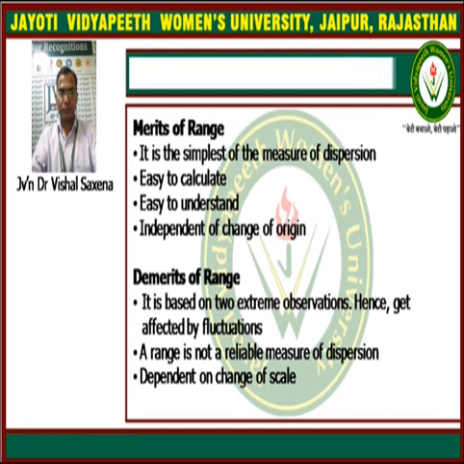Second, a range is not a reliable measure of dispersion, because it depends on only two parts of the data, one is the maximum data and one is the minimum data. It does not depend on all the data. So it is not a reliable measure of dispersion. And the last point is that it is dependent on the change of scale. So these are the merits and demerits of range.